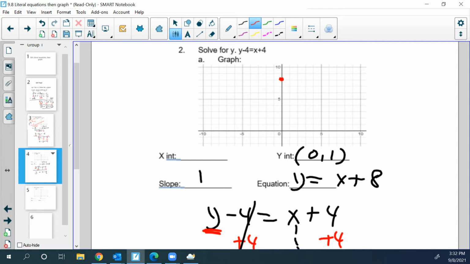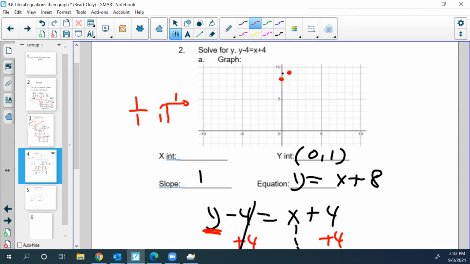Okay, so that means now my slope is 1 over 1. So that means I'm going up 1 and to the right 1. Okay, so let's do that. Up one, and to the right one. So that's my other point right here.